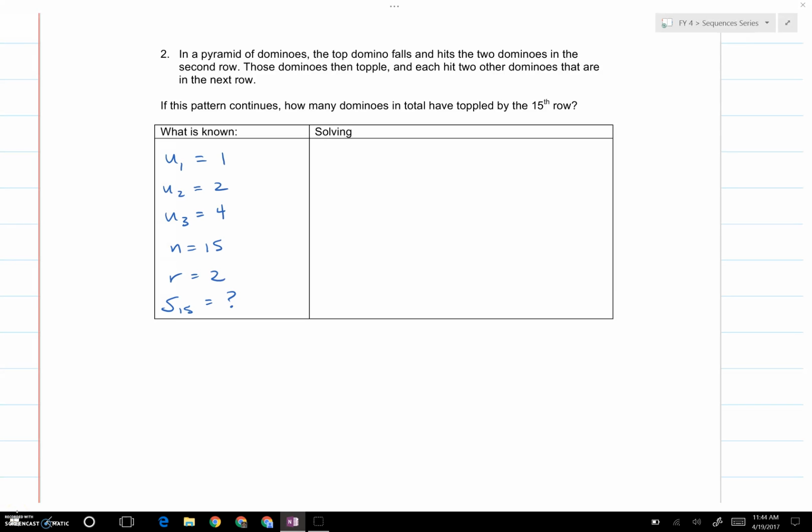So this one took a little bit more writing down. I thought maybe some people might need to see that U1 is 1, and then it hits 2 dominoes in the next row, so U2 is 2, and then each of those hits 2 other dominoes, so U3 is actually 4. So here, you notice that I'm multiplying by 2, which gives me the ratio of 2. I want to know the 15th row, and I want to know the total, so again, this is S15. Plug into your formula and see what you get. Here's what substituting into your formula should look like, and your final answer of 32,767.